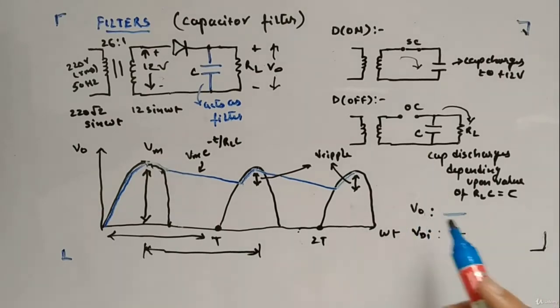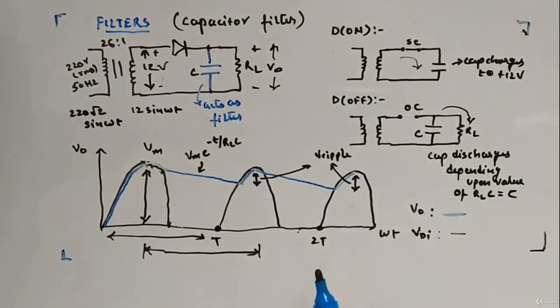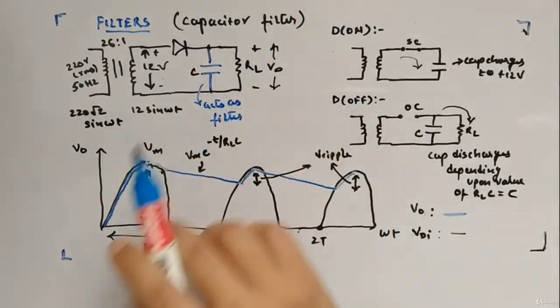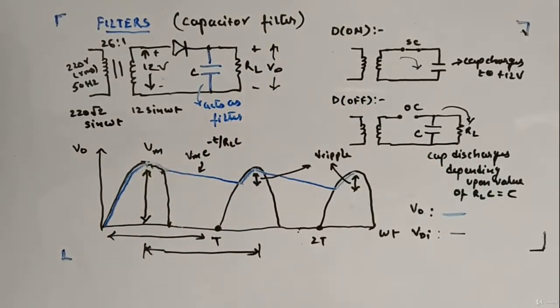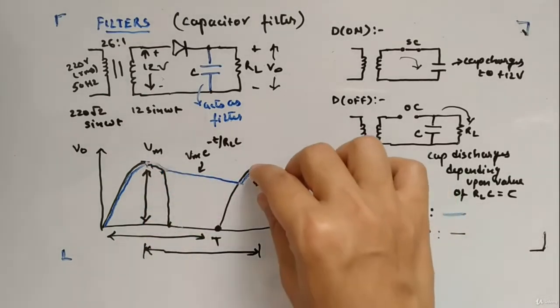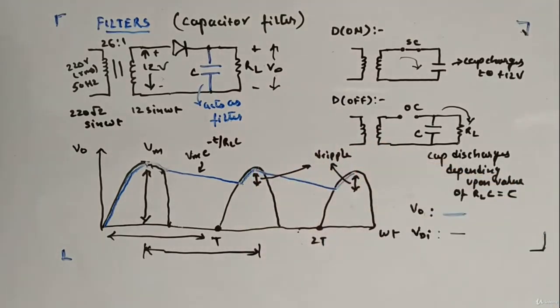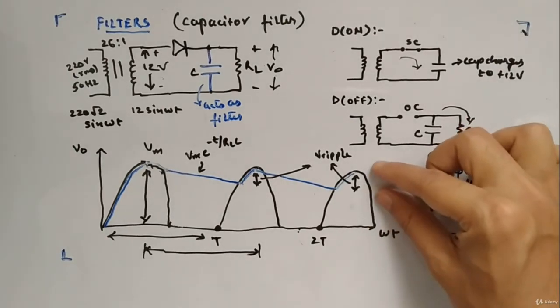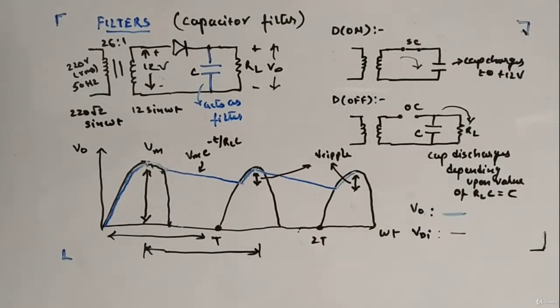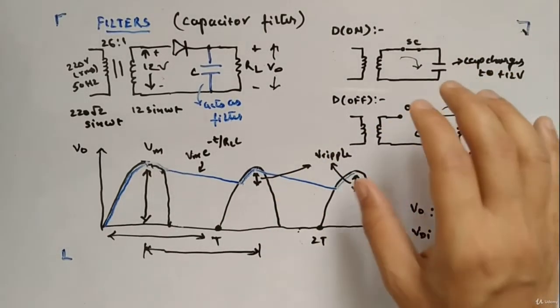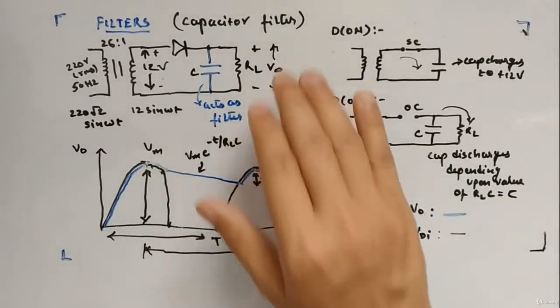So the blue curve tells you the output which the load is getting, and the black curve is telling you the diode output. Now this is the maximum value for the black curve, and for the blue curve, this is the amplitude, which is also called the ripple voltage, this small one, and we will calculate the value of ripple voltage. I just want to give you the picture of how the capacitor filter will work.